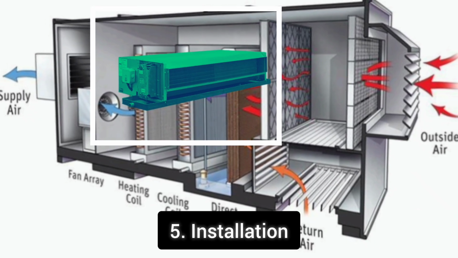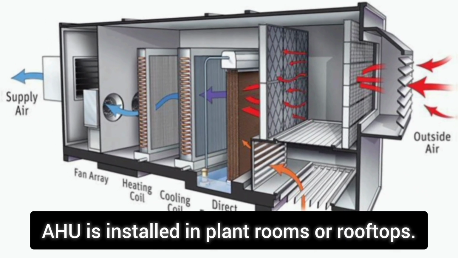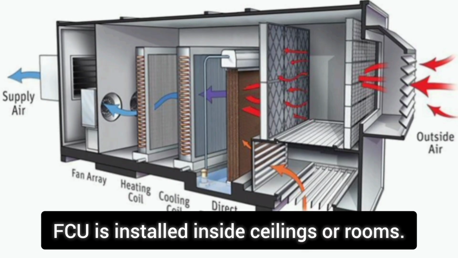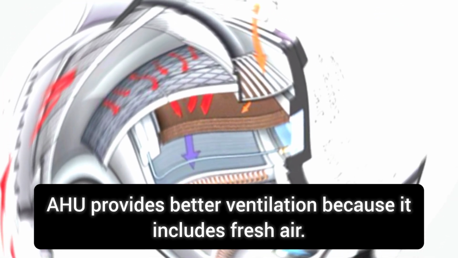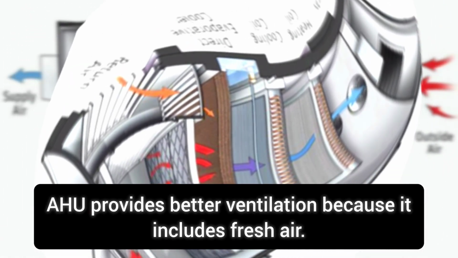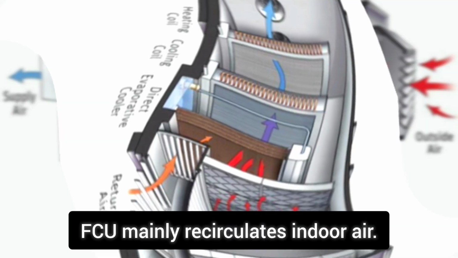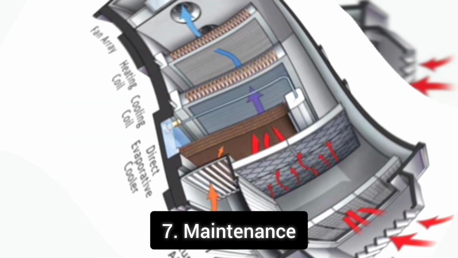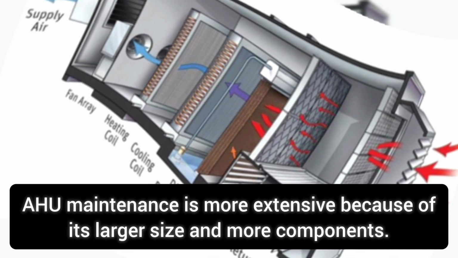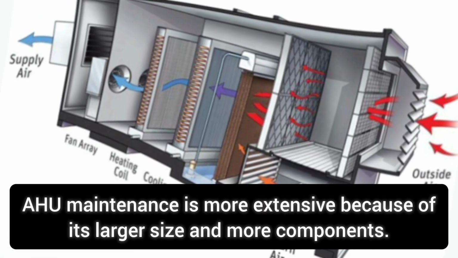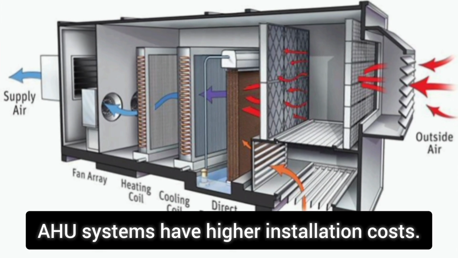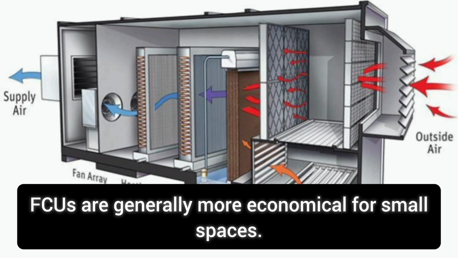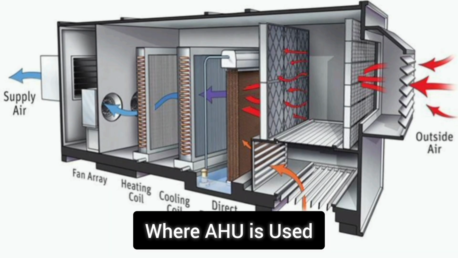5. Installation. AHU is installed in plant rooms or rooftops. FCU is installed inside ceilings or rooms. 6. Air quality. AHU provides better ventilation because it includes fresh air. FCU mainly recirculates indoor air. 7. Maintenance. AHU maintenance is more extensive because of its larger size and more components. FCU maintenance is simpler. 8. Cost. AHU systems have higher installation costs. FCUs are generally more economical for small spaces.